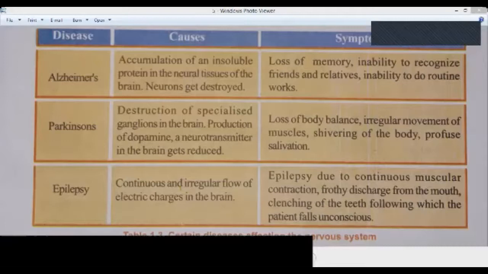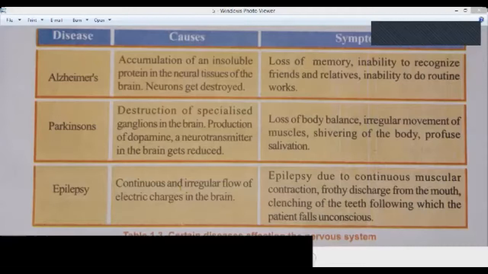Care must be given to our nervous system. Otherwise, if anything happens to our nervous system, it will result in dangerous diseases to our nervous system and to our body. So three diseases affecting our nervous system are given.